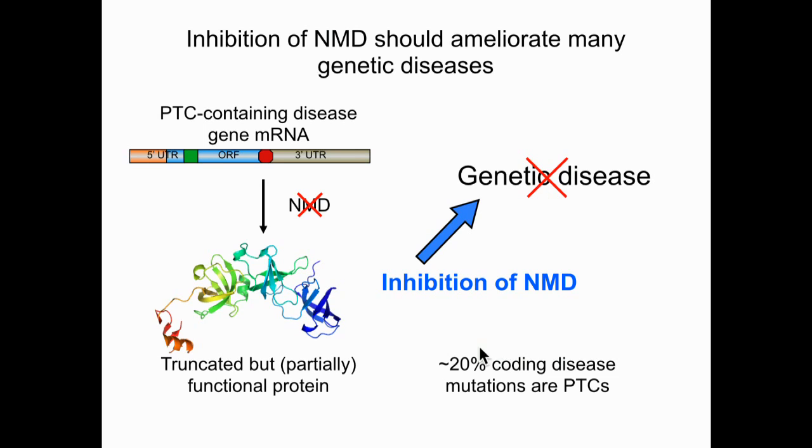And in fact, it's thought that over 20% of all coding mutations, mutations in coding sequence, lead to premature termination codons. And so the scope of this kind of therapy would be considered to be extremely extensive.